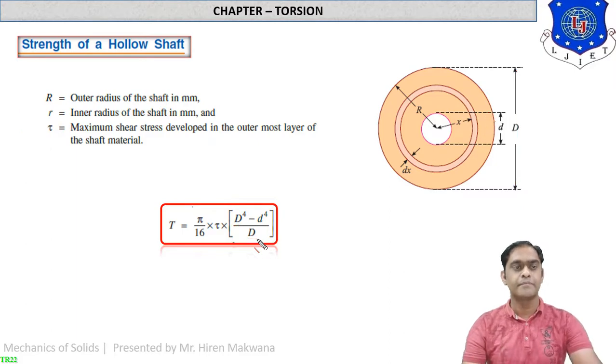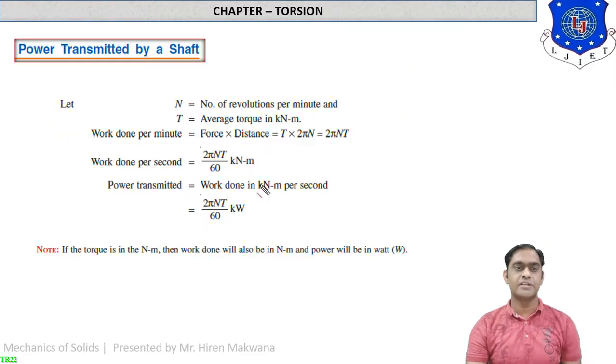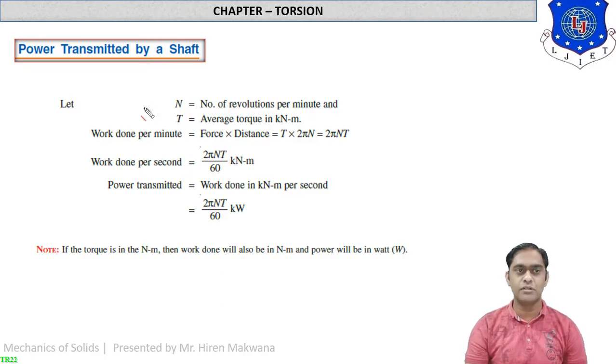Let us go ahead. The power transmitted by shaft. Now this is a very simple formula which you have discussed in first year also. N equal to number of revolutions per minute, RPM. T equal to average torque in kilonewton into meter. Work done per minute. What is work done? Work done is equal to force into distance traveled. All of you remember this.